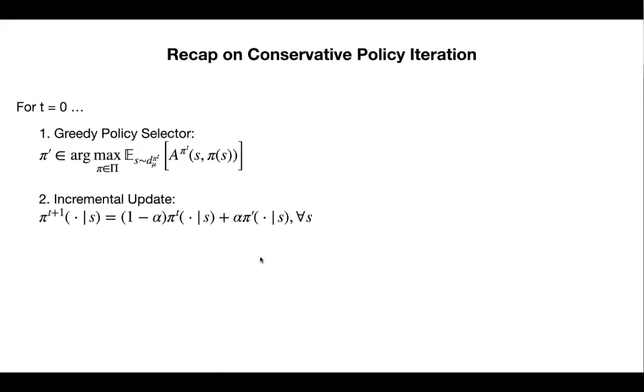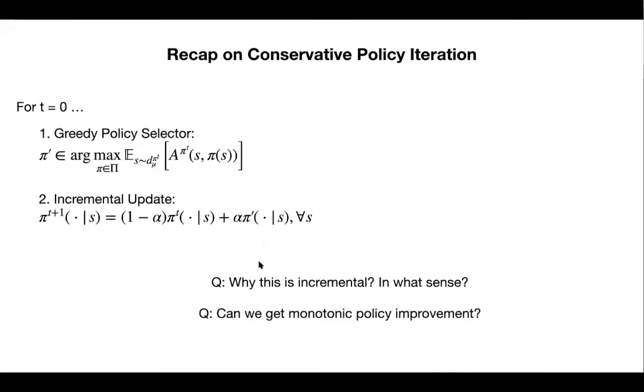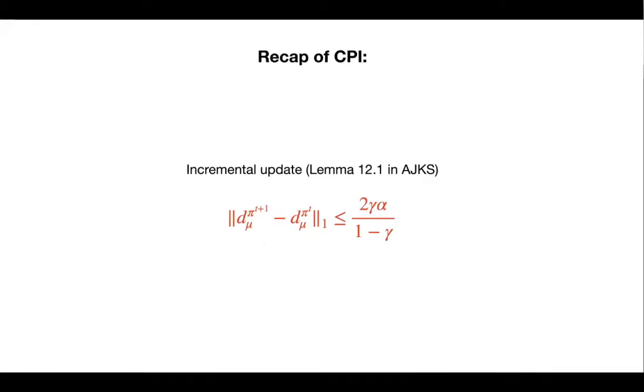Right? So that is the CPI algorithm. And in the class, we asked these two questions, right? Why is this incremental, in what sense? And can we get a monotonic policy improvement? The answer to the first question is yes.